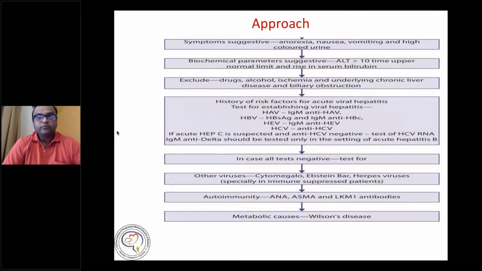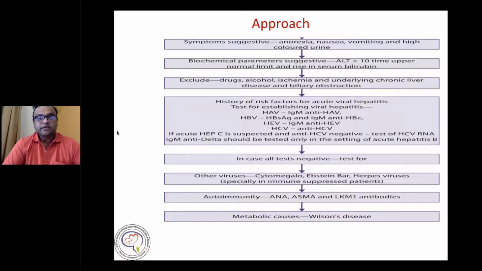So high colored urine may or may not be there. So anorexia is the most important symptom for acute viral hepatitis. And suppose someone who is a smoker suddenly develops a distaste for smoking. That's usually the most noticeable symptom for acute viral hepatitis.